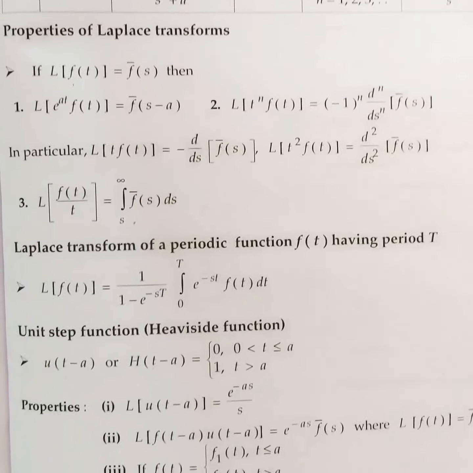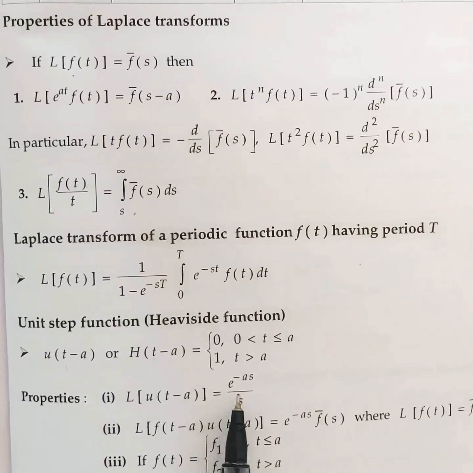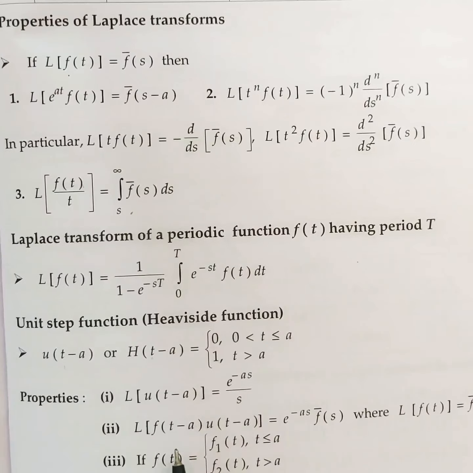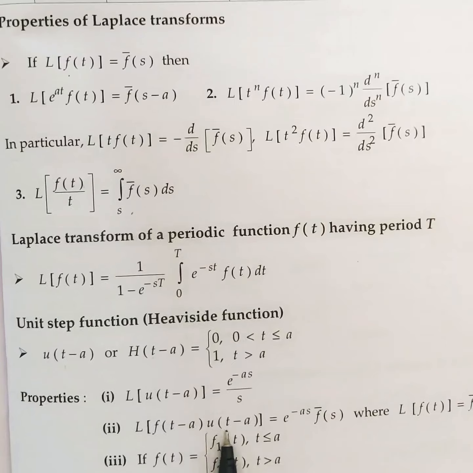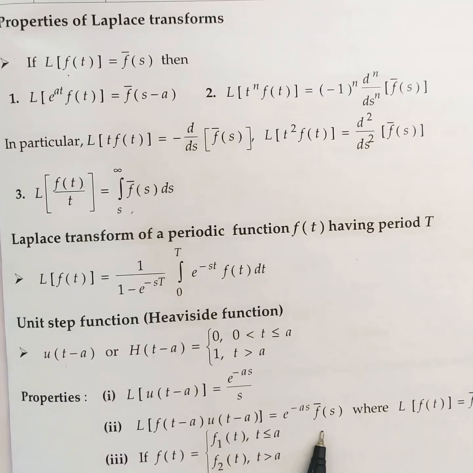And then coming to the properties, this is the first property, L of u of t minus a is e power minus as by s. This is the first property. And L of f of t minus a into u of t minus a is e power minus as into f bar of s. We did problems based on this in the last class.